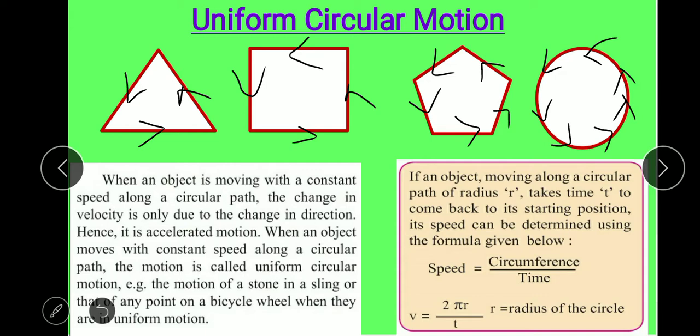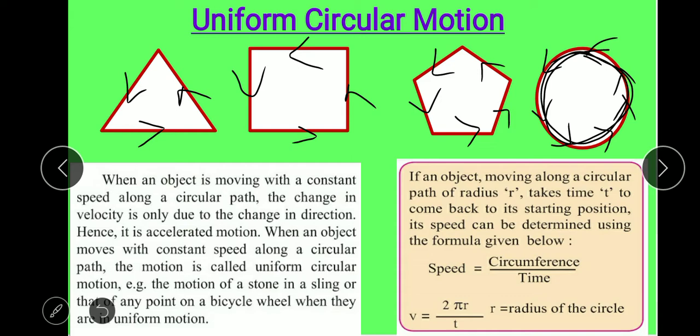Students, we have already studied speed and velocity. Speed means only magnitude. It may be 10 kilometers per hour, 15, or 20, whatever speed is there, only magnitude. But when we are talking about velocity, to represent velocity we need magnitude and direction both. When we follow a circular path, the direction is continuously changing. That means we can say the velocity is changing, and that means acceleration is there.